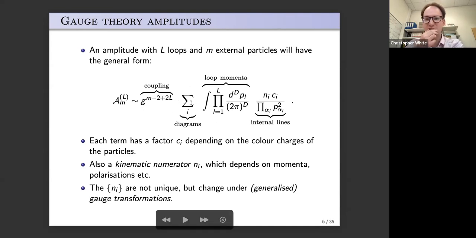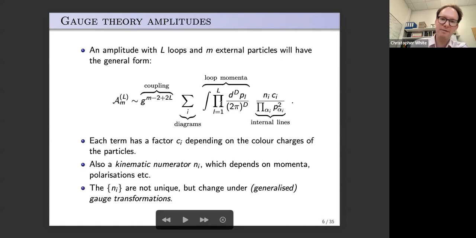So you can then say that given all of this stuff is fixed for any given diagram, essentially the problem of calculating scattering amplitudes amounts to: can you find out what these kinematic numerators are for each diagram, and then can you do these integrals? And the answer in many cases, of course, is no. It's very complicated, but in principle, that tells us what an amplitude looks like. Okay, so each term has a color factor depending on the color charges, and also a kinematic numerator.